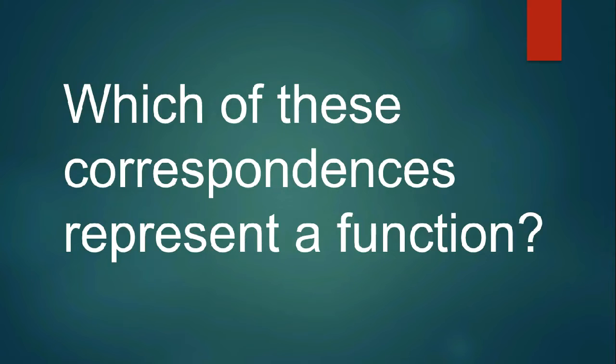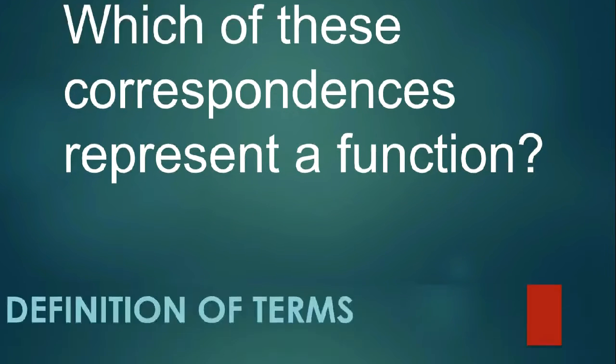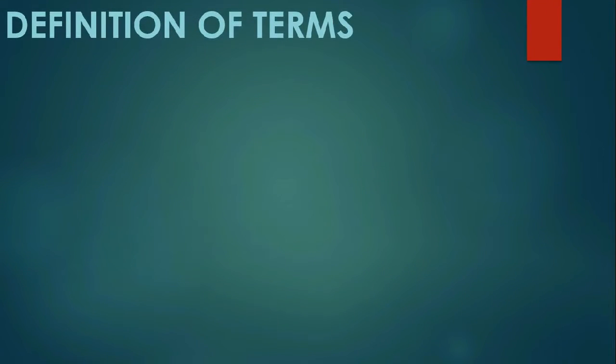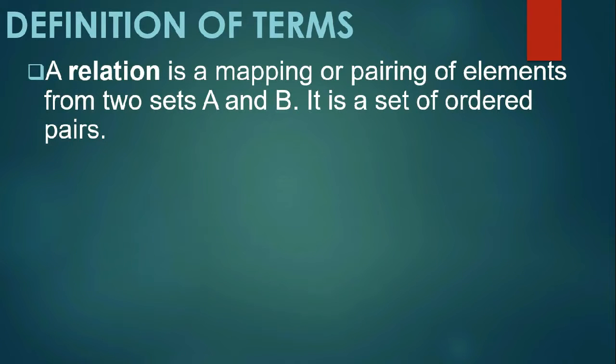Which of these correspondences represent a function? So for us to really know the answer to this question, let's be familiar with the following terms. A relation is a mapping or pairing of elements from 2 sets A and B. It is a set of ordered pairs.